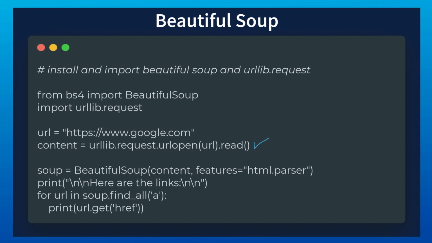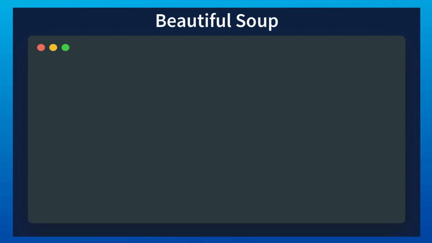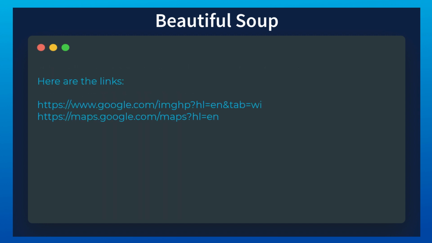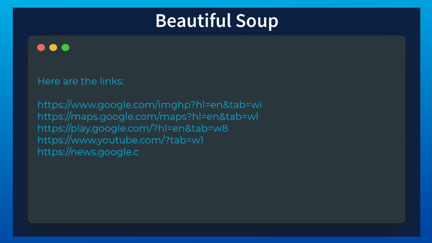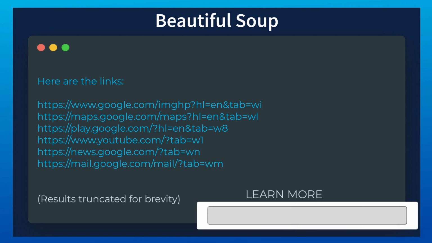Here, we make a urllib request to consume the data, feeding it to the Beautiful Soup function. We've parsed the links, and that's what we get back, beautifully. For more on Beautiful Soup, visit pypi.org.